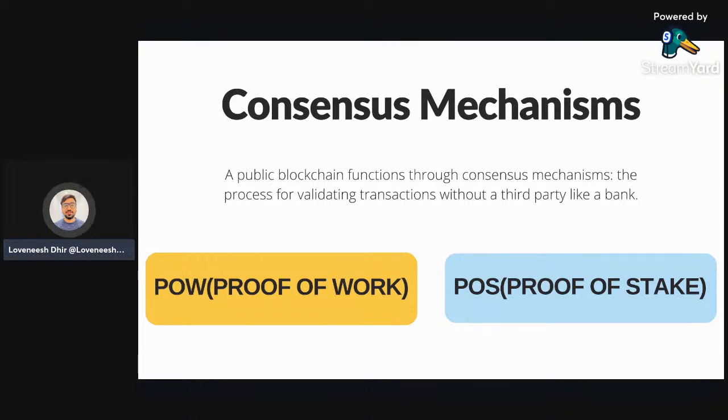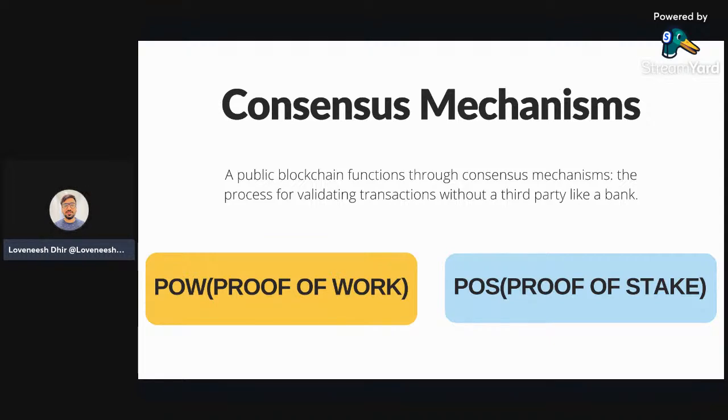So when we talk about proof of work, proof of work is the technical term for mining. You have heard of mining many times, right? It is the original consensus mechanism, and it is still used by many cryptocurrencies. And proof of work is based upon cryptography, which uses mathematical equations that only a computer can solve.